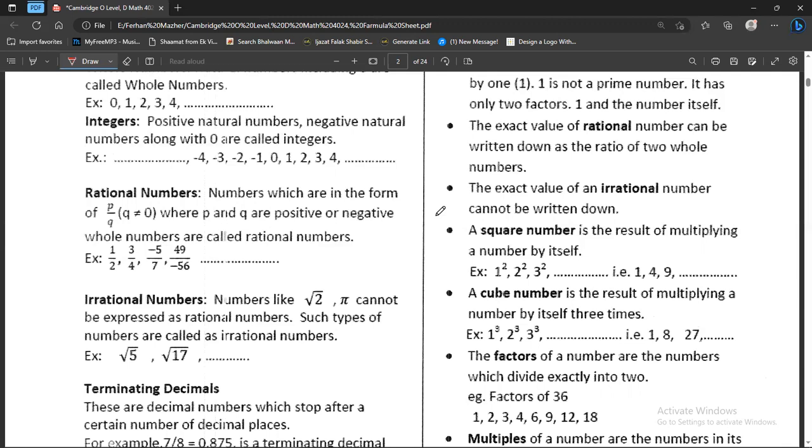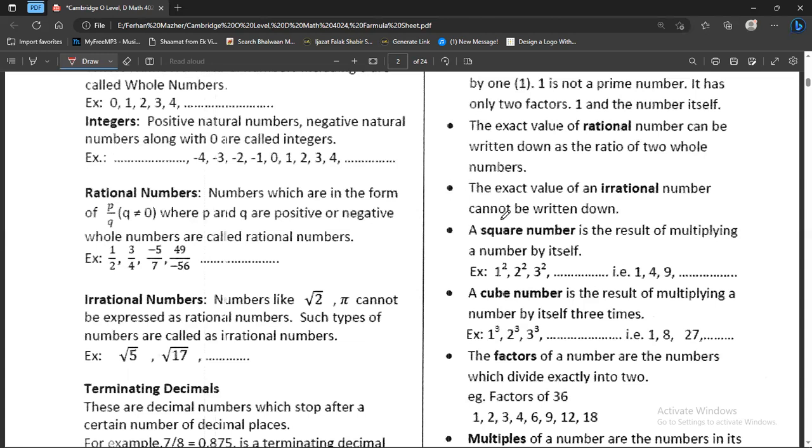A cube number is the result of multiplying a number by itself 3 times. For example, 1 raised to power 3, 2 raised to power 3, 3 raised to power 3. So 1 raised to power 3 means 1 multiply 1 multiply 1, that will be 1. 2 raised to power 3 means 2 multiply 2 multiply 2, that will be 8. 3 raised to power 3 means 3 multiply 3 multiply 3, and that will be 27.